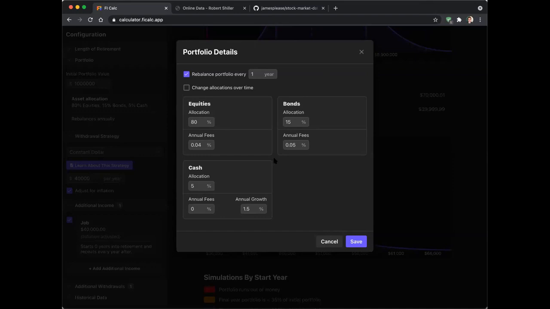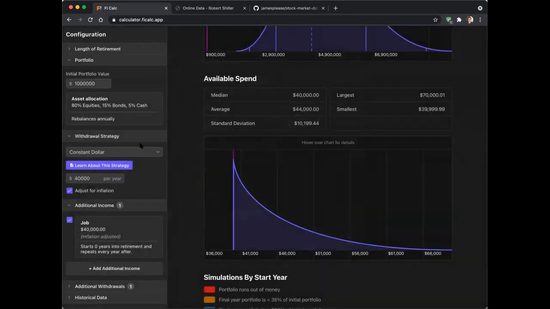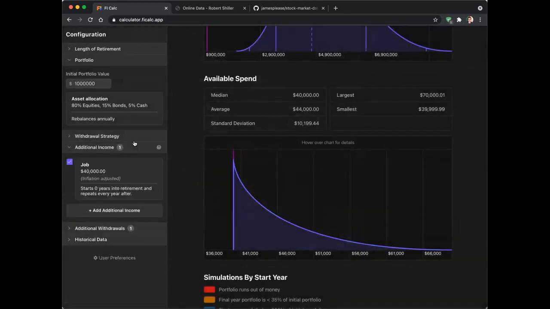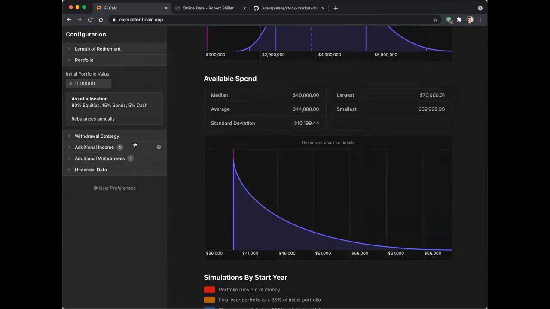And then CS69 says, how can everything be an after-tax value if you don't specify the type of account the assets are in? Well, I hope what I just said matches that. Again, if you're familiar with the Bengen study, the Trinity study, the way that this calculator works is very similar to that. It does just add a few additional ideas like additional income and additional withdrawals that those studies didn't factor in, but it's still the same idea though.